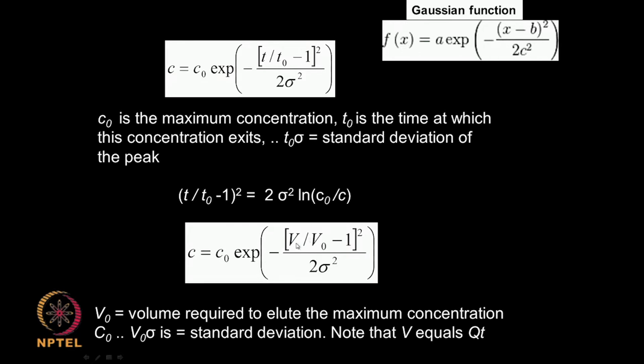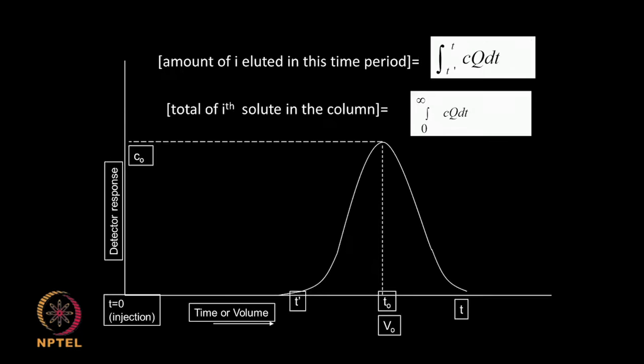So, corresponding to t and t0, we can also have V and V0, where V0 is the volume required to be eluted out of the chromatographic column for it to reach the maximum concentration. Okay. So, here V0 sigma will be the standard deviation, whereas in the other case it is t0 sigma as a standard deviation. How do you get that? You get that based on comparing the traditional Gaussian function. These equations are very useful, as later on we will use them for many calculations.